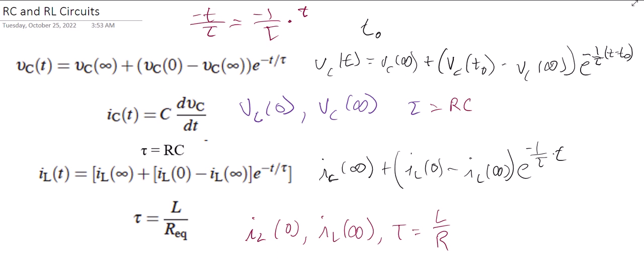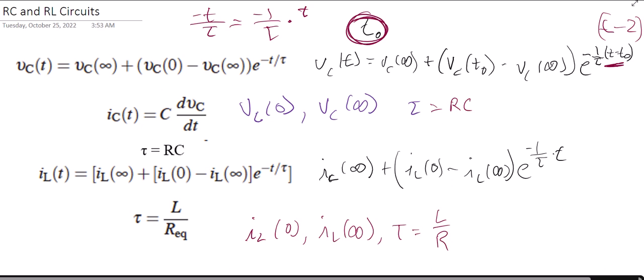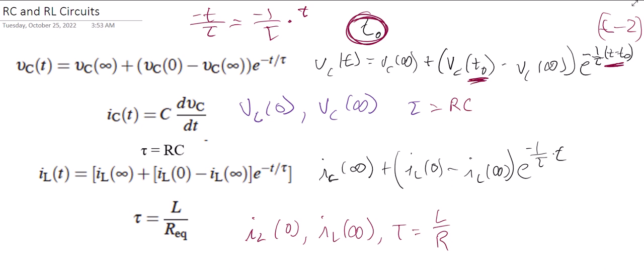This is t minus t naught, because this is if we're starting at t naught. So this is like if we're starting at time 2 seconds rather than at 0, then up here we would have t minus 2. That's where that's coming from. So this is a different formula, and that's why I have VC of t naught here instead of VC at 0. We're going to see one of those in the problems for today where it's actually piecewise. We start at 0 and then we do something and then we change and we do something else.